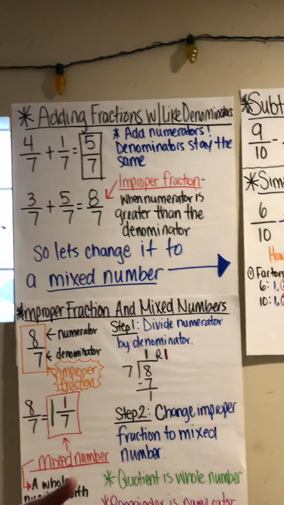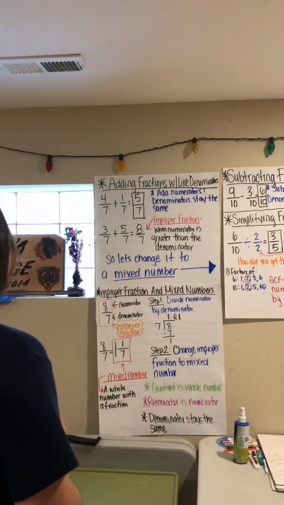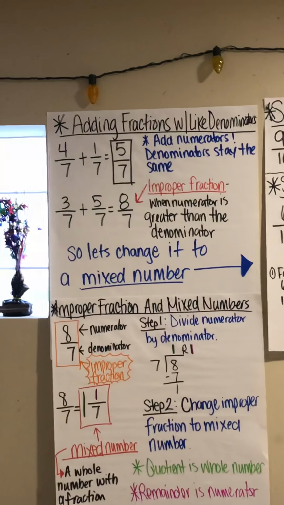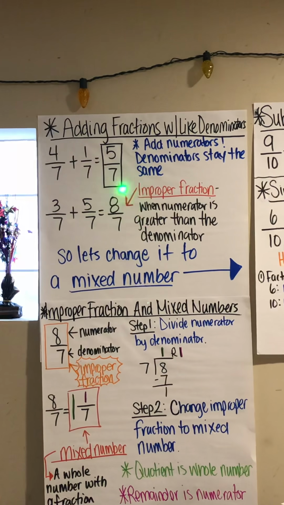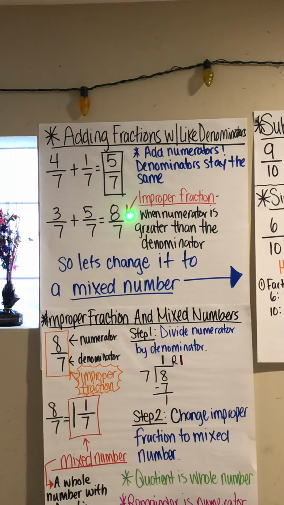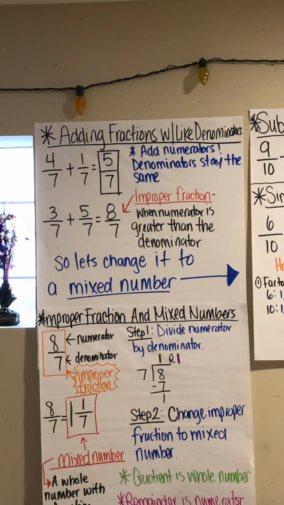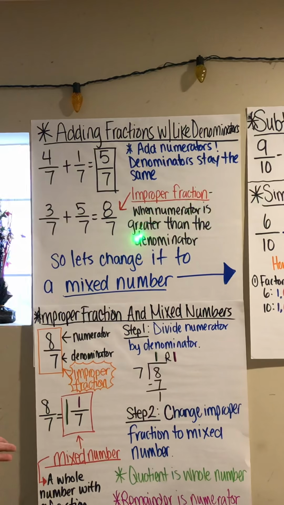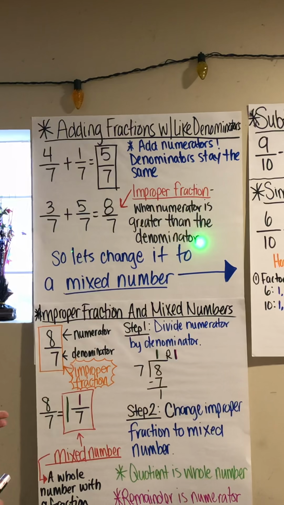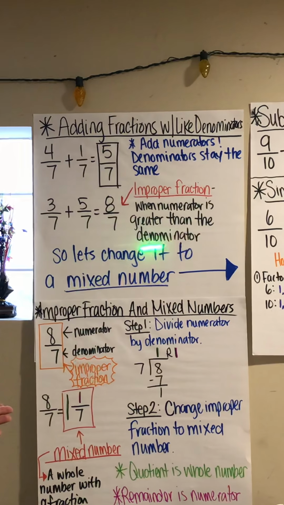Now here is another example. 3/7 plus 5/7. 3 plus 5 is 8, and the denominator stays the same. But because the numerator is greater than the denominator, this is called an improper fraction. Again, that's when the numerator is greater than the denominator. So what do we do? Let's change it to a mixed number.